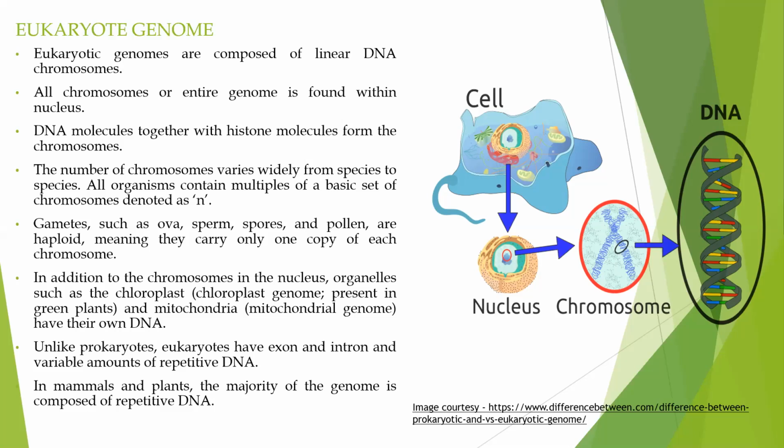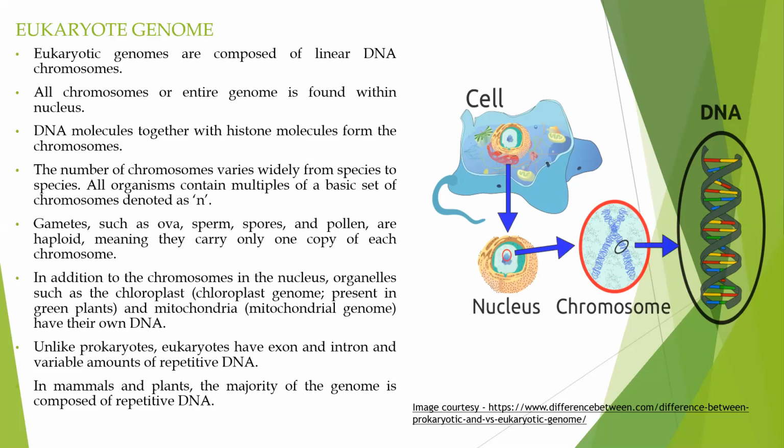The number of chromosomes is different in different species. For example, humans have 23 pairs of chromosomes. Some other organisms have fewer, or more chromosomes than humans. All these organisms contain multiples of a basic set of chromosomes, which is denoted as N, and that is called the haploid. Did you understand? All organisms are made up of a basic set of chromosomes, denoted by N.